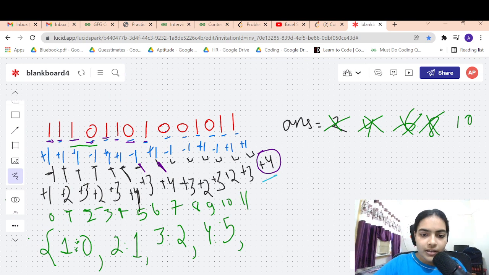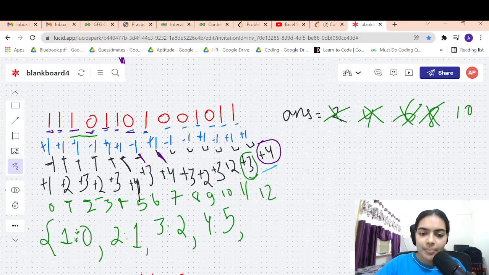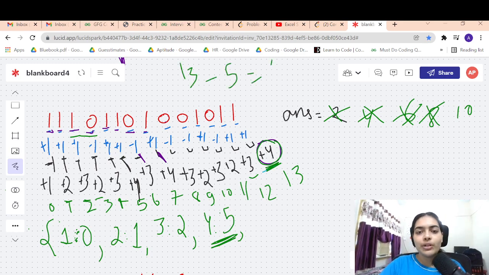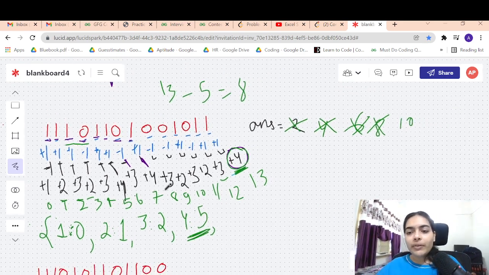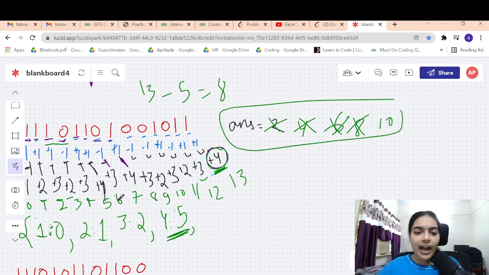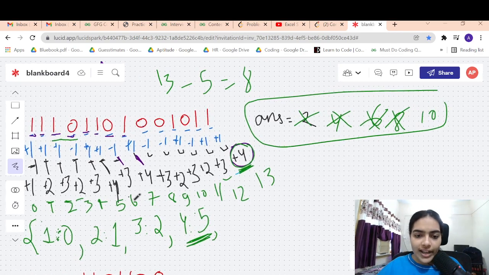Okay. Now let me go forward to the 12th index. At the 12th index I again have a plus 3. I have a plus 3 from the map at the 2nd index. So my answer is again 10, which is already my answer. So I will just go to the 13th index. At the 13th index I have a plus 4, and I have a plus 4 at the 5th index. So 13 minus 5 is equal to 8. So this is not giving me a better answer. So my answer is 10. I have a subarray of length 10.